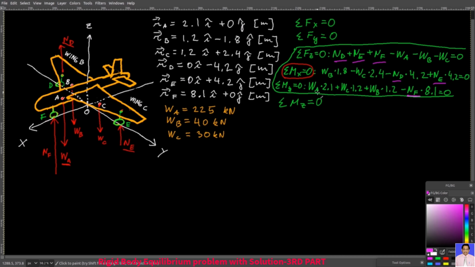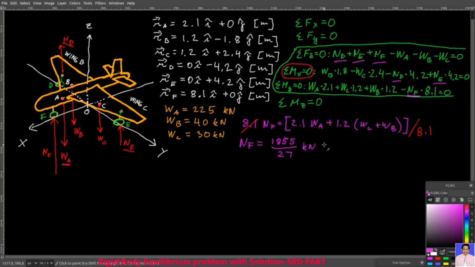Let's take the final equation. The only unknown here is NF. I can rewrite this equation like this, and so this 8.1, I'm gonna put it here. You know your WA, WC, and WB, so NF equals 1855 over 27 kilonewtons, which is approximately 68.7 kilonewtons. Then from this equation here, I can have this form or this form, and if I calculate that, then it will be 0.